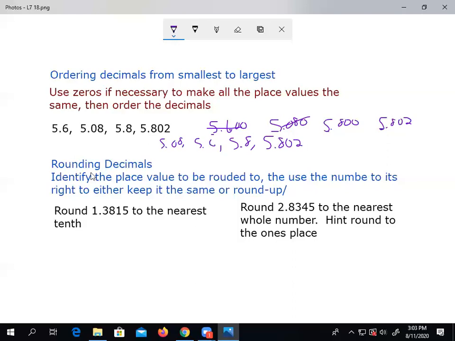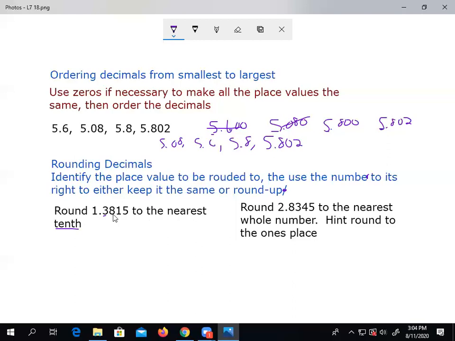Something else that's important is rounding decimals. Remember, if you're rounding, identify the place value that you're rounding to, and you want to use the number to its right to keep it the same or to round up. So if I want to round 1.3815 to the nearest tenth, first I have to identify the tenths place. Here's the ones place, there's the decimal. The tenths place is the 3. And to round, I have to decide what's after the 3, so that's an 8.